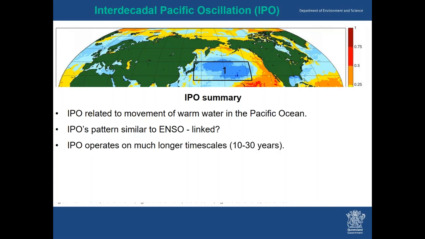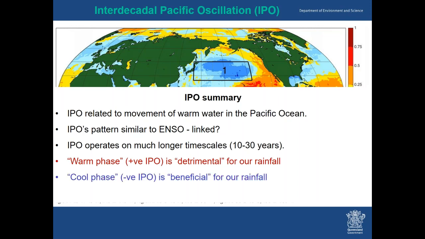but it's certainly operating on much longer time scales, 10 to 30 years, as opposed to ENSO, which is 2 to 7 years. The warm phase, as I said before, positive IPO, is detrimental to our rainfall. The cool phase, negative IPO, is beneficial for our rainfall. The phases have an additive effect with ENSO when in synchrony, and I showed that to you on the rainfall poster first up.